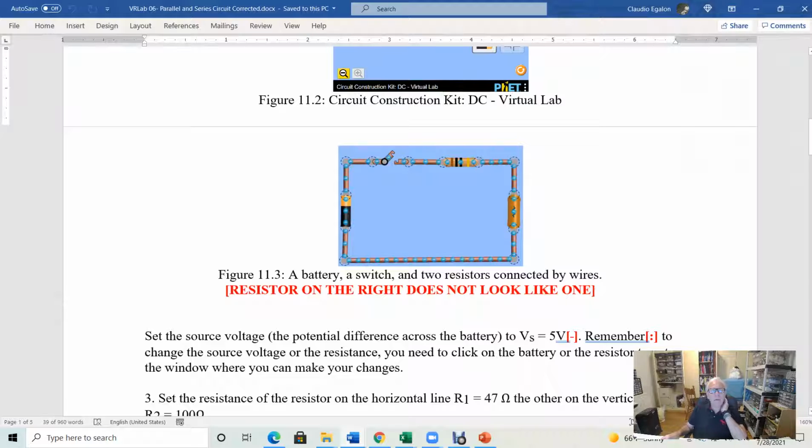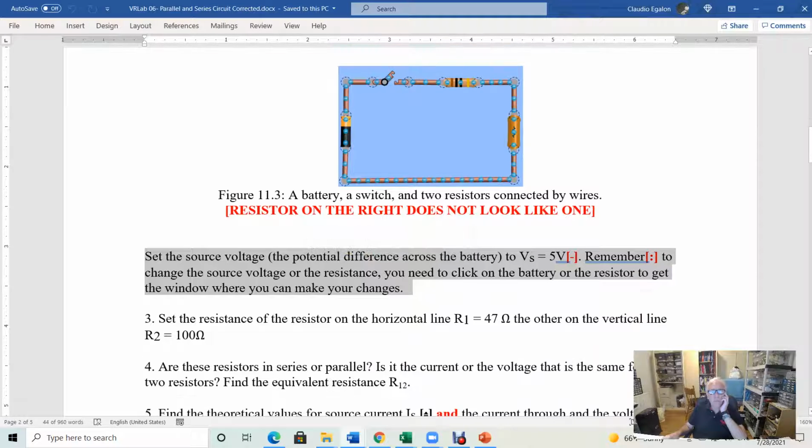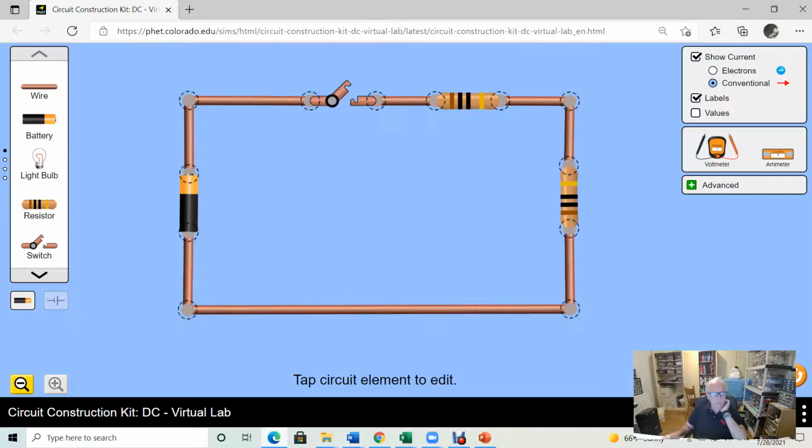Yeah, the resistor that they illustrated here doesn't have the color bands. That's why I put this note here. Set the source voltage to 5 volts. Let's do that. Click the battery, decrease the voltage to 5. Now I overshoot, right? So I have to increase to 5. Here you go.